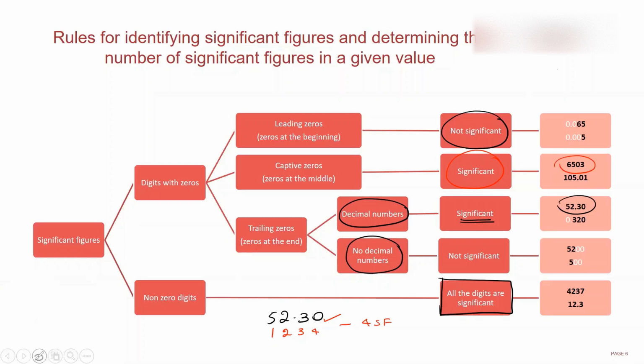Let's take a number where we have zeros at the end, but which is non-decimal. So here if we take 5,200, we have 2 zeros at the end, but it is not a decimal number, so we don't count zeros as significant. So we are counting from the first non-zero digit at the left, 1 and 2. We don't count these ones as significant, so we have 2 significant figures in this figure.